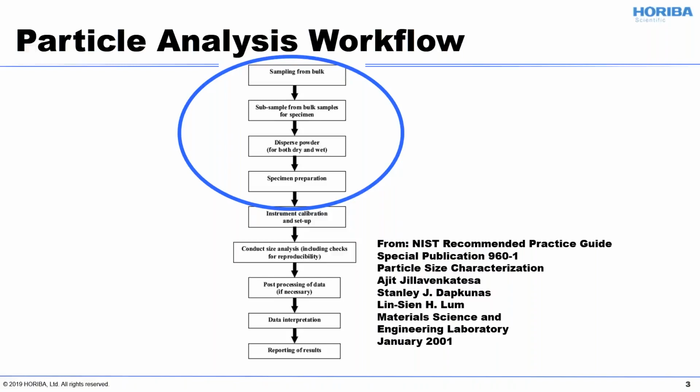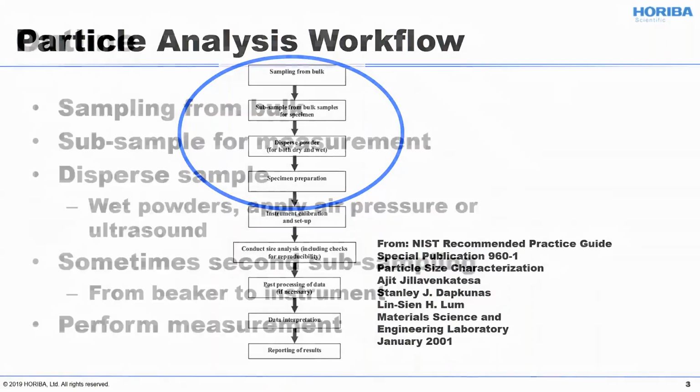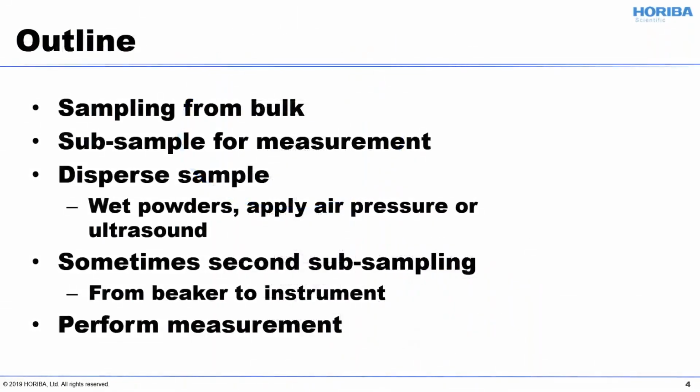We like to ensure other people understand how to do it, because if you make a good sample, your analyzer will naturally perform better. Phrased differently, we only analyze what you put in the analyzer. If something else never made it in, we can't tell you about it. As an outline, you'll have a sample from bulk. You might break that sample down into a smaller amount of material. You might do some sort of dispersion with a liquid or with air pressure and ultrasound. Sometimes you might split the sample further and then finally perform a measurement.